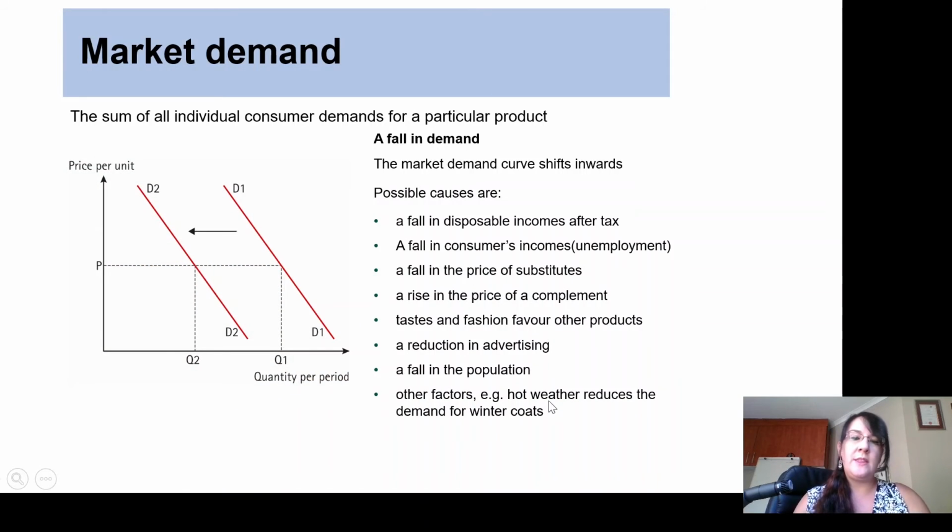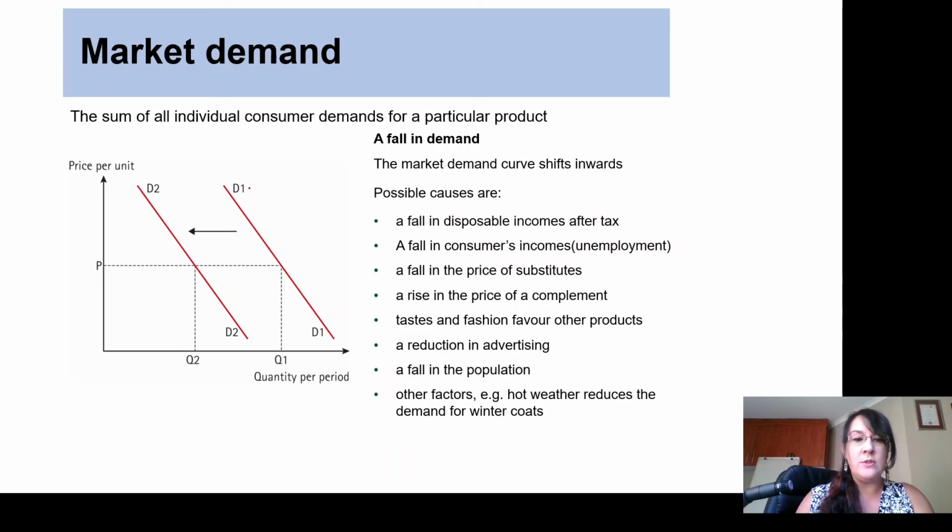Now I just want to look at the flip side, so it's literally just the reverse of that other slide I was looking at. So here it's a decrease in the demand. It's going from D1 to D2. There's a decrease in the quantity demanded and the price point stays the same. So here I can have a fall in disposable incomes, so a taxman charging people more, or people just have less income because they haven't received any increases.